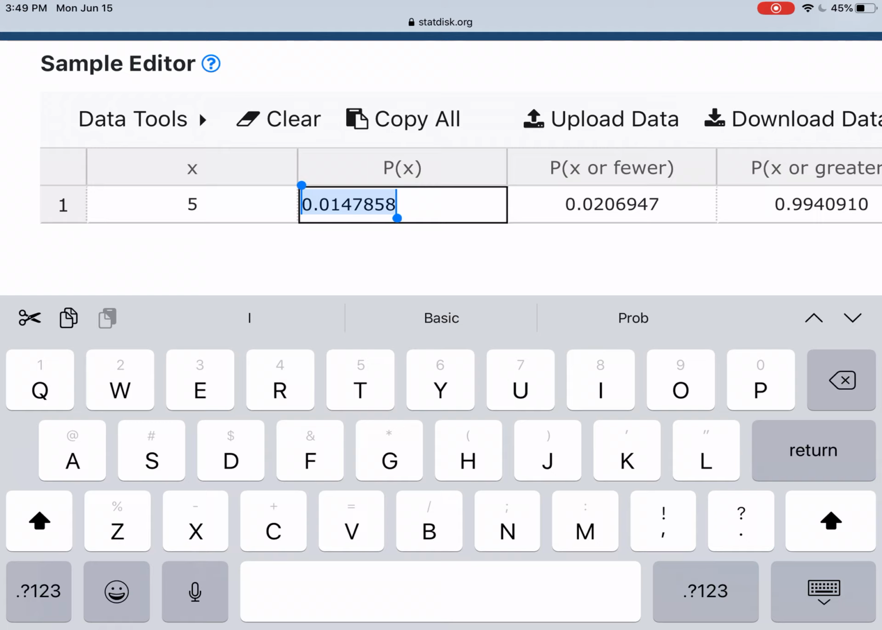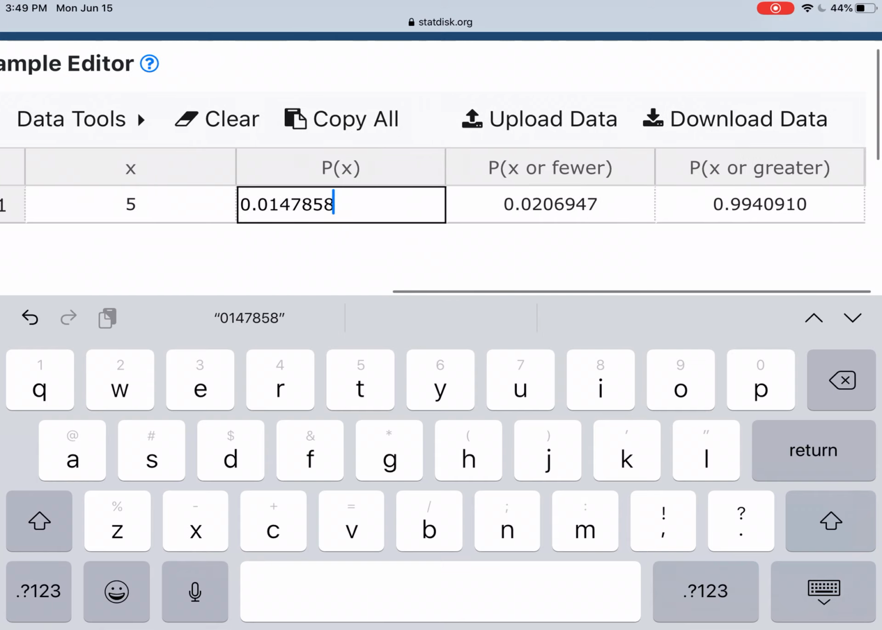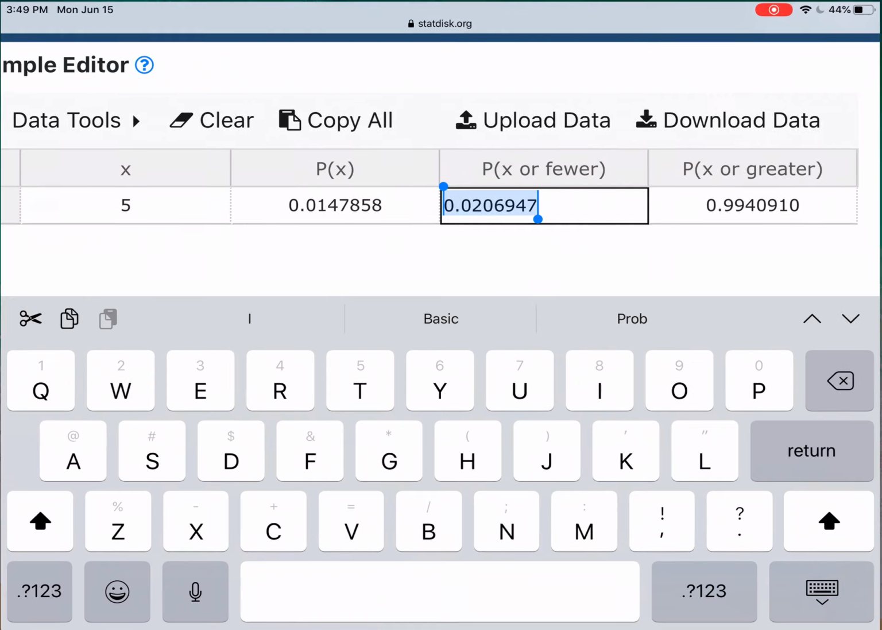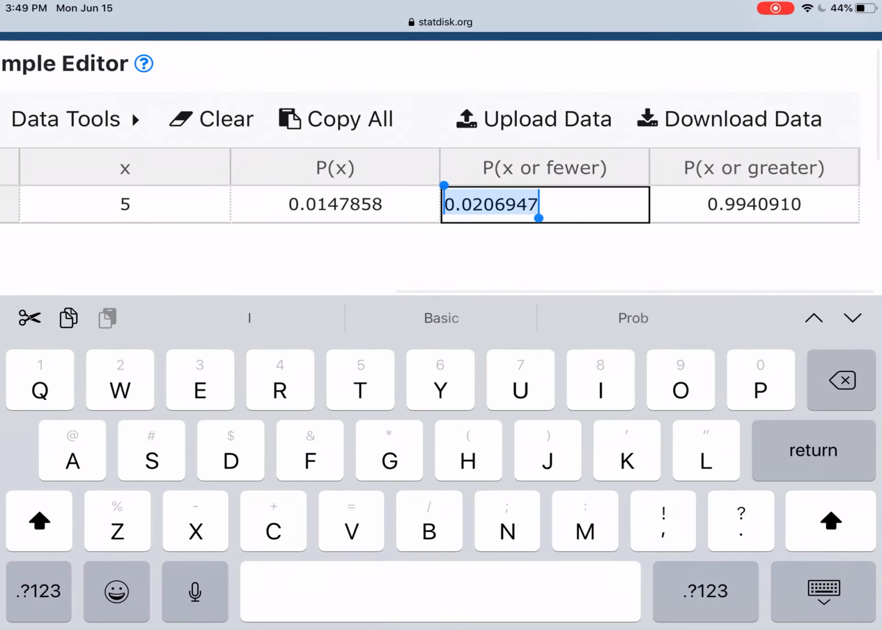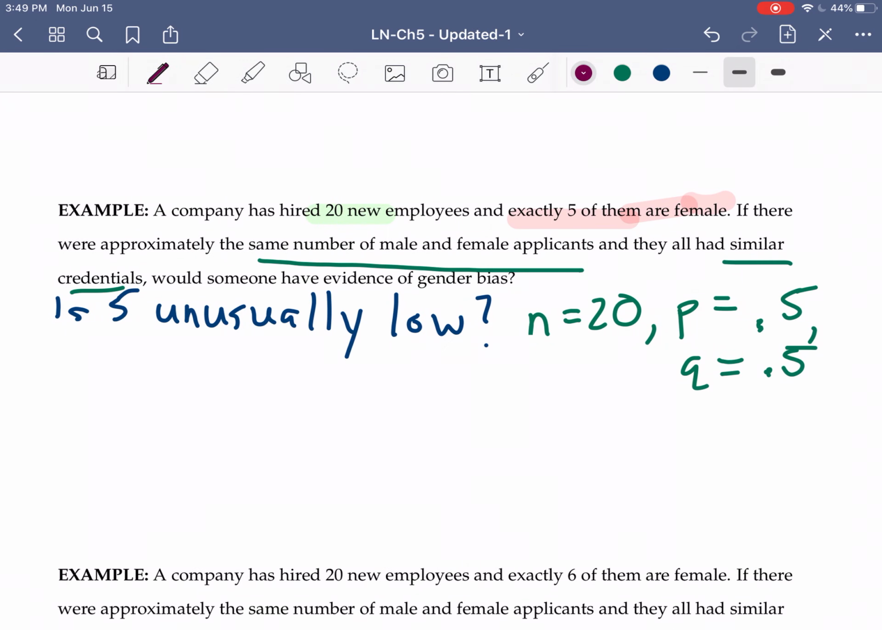But we're not interested in exactly 5. We are actually interested in 5 or fewer because we're asking, is 5 unusually low? So that next column, 0.021 is the probability of 5 or fewer. If I rounded it to 3 decimal places, 0.021. 0.021 is the probability of 5 or less.